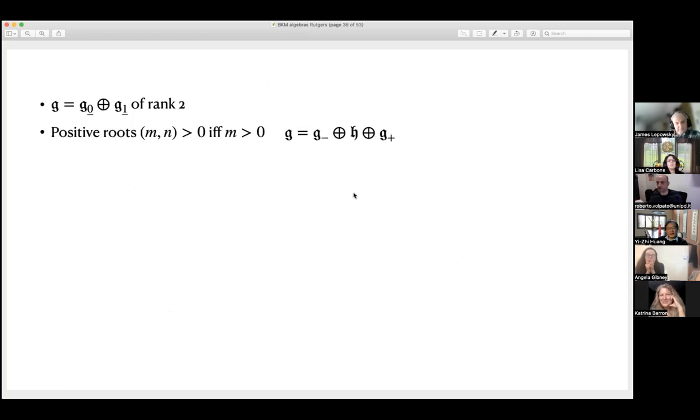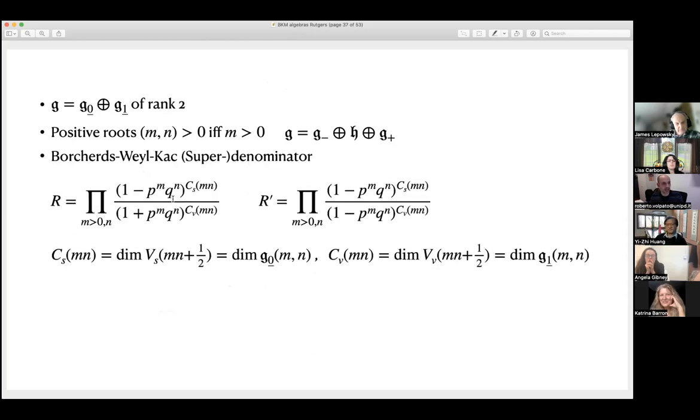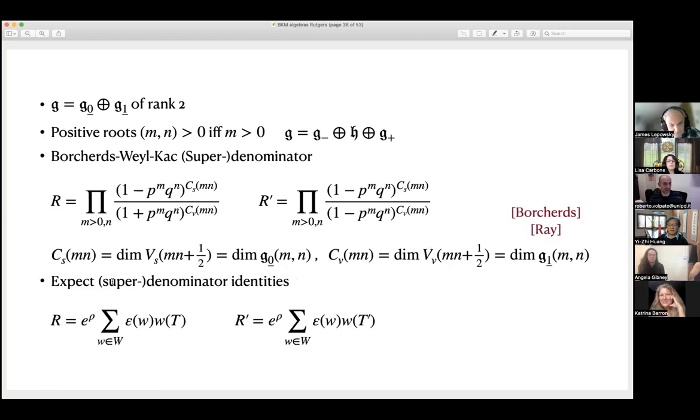So you can try to write the denominator formula for this. You have to split between positive and negative roots by choosing a regular element. For example, you can choose positive roots to be the ones with m positive. So this is a good choice. And then you can write, but for superalgebras, you have both a denominator and a superdenominator. Here, these exponents are the multiplicities of the even part in the numerator and the odd part of your algebra in the denominator. And they are given by dimensions of this VS and VF of these modules of your vertex operator algebra. And in general, you expect to have some denominator identities for this denominator.